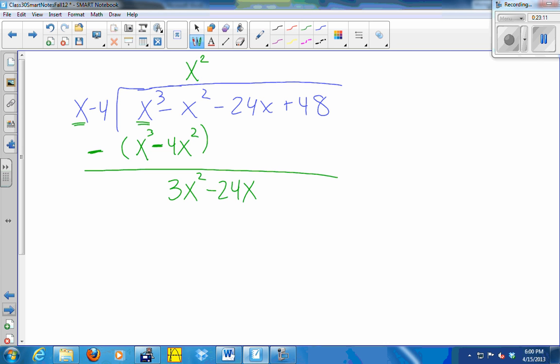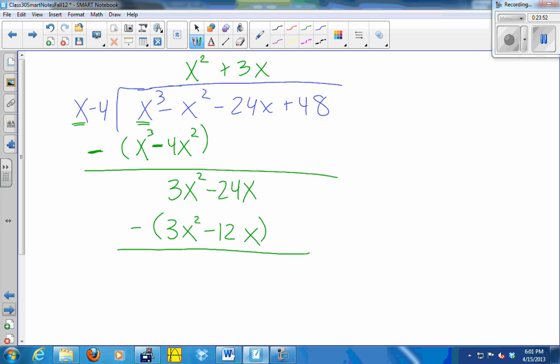And you ask yourself, what should I multiply x by to make 3x squared? 3x, right? So I put a plus 3x up here. And then you multiply your 3x times your x minus 4. So you do 3x times x, which is 3x squared, and 3x times negative 4, which is negative 12x. Then you have to subtract this whole expression that we just wrote down, subtract the whole thing, so I add parentheses.